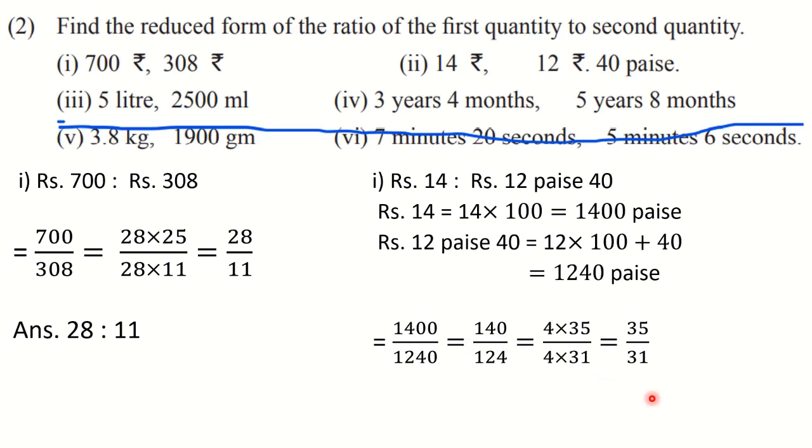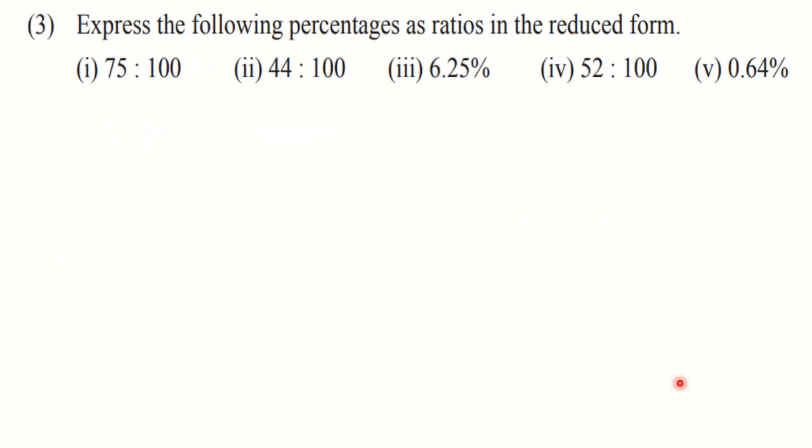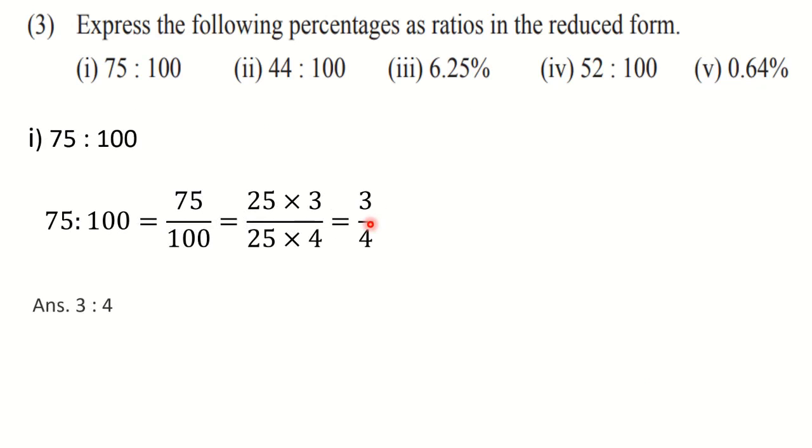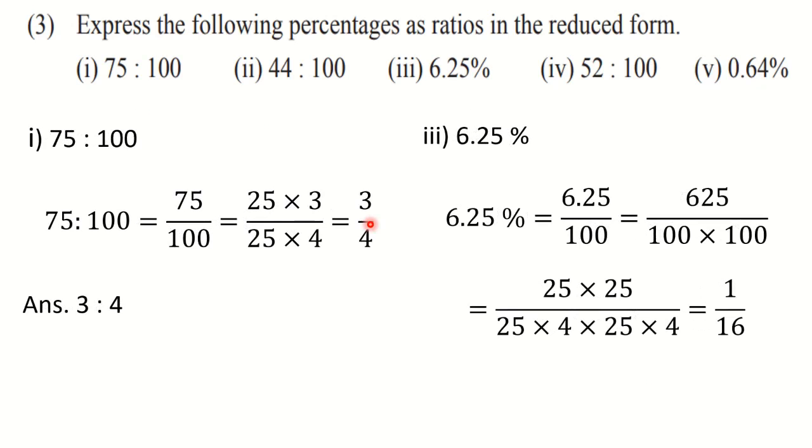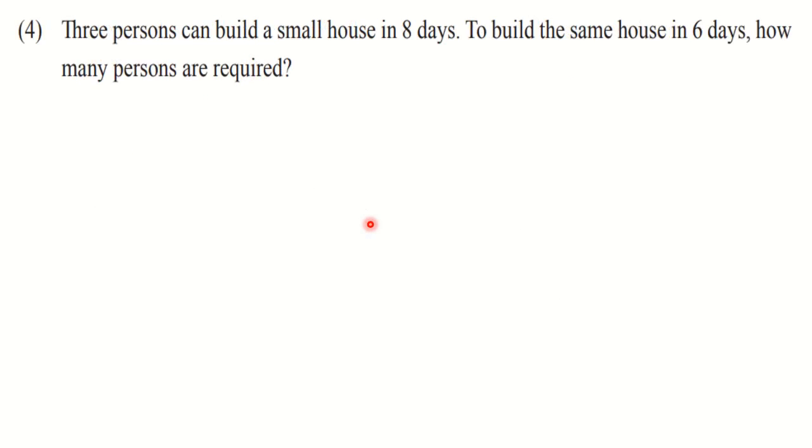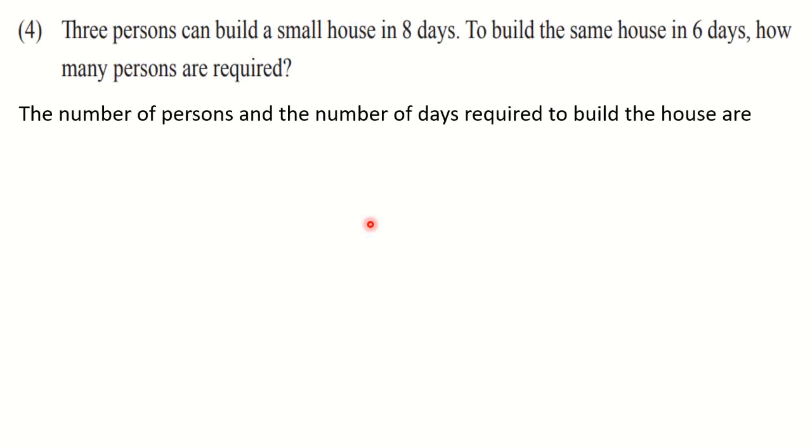So this is what we have seen in the property, that when there are different units, it is compulsory for us to convert them into the same unit. Then and only then can we compare them. Then in the third question, we saw percentages. I told you that when the second term is 100, it is called a percentage, and then we saw how to reduce them to the lowest form. So here we have solved certain sums. Then question number 4 was a word problem based on inverse variation, which we solved.